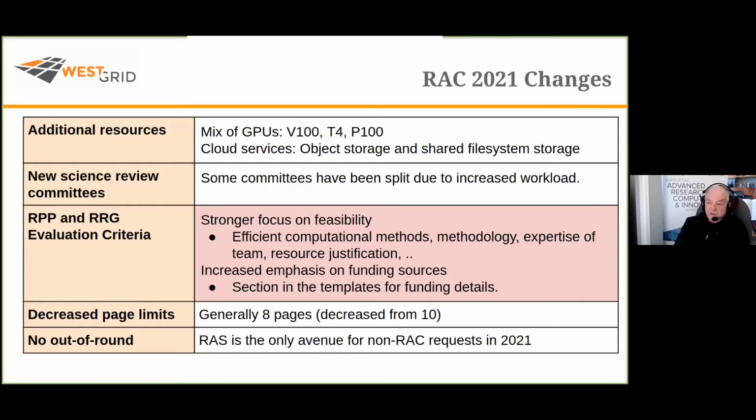The evaluation criteria have changed a bit. There's a stronger focus on the feasibility, the computational methods, methodology, etc. And there's a bit of an emphasis on funding sources that kind of takes the place of doing a lot of the science. We want to know that you have some funds and can support the project. And again, a response from the reviewers was that the 10 pages that we used to have was a bit much. Could we cut it down to 8? So we've done that over the years, cut it down farther and farther. I think that's about the minimum that we've got. And no out of round.